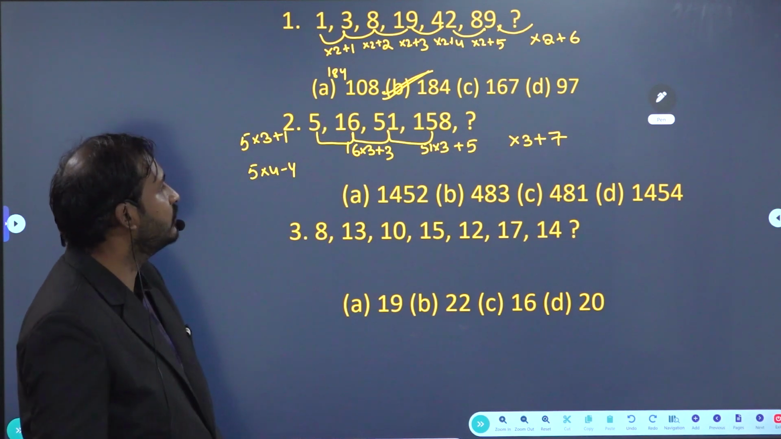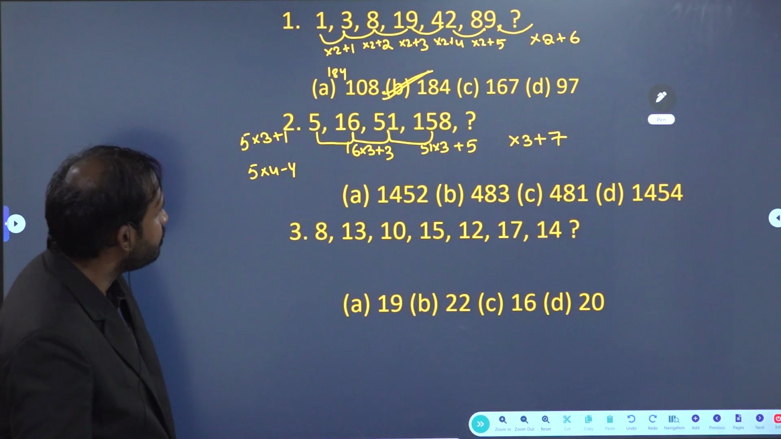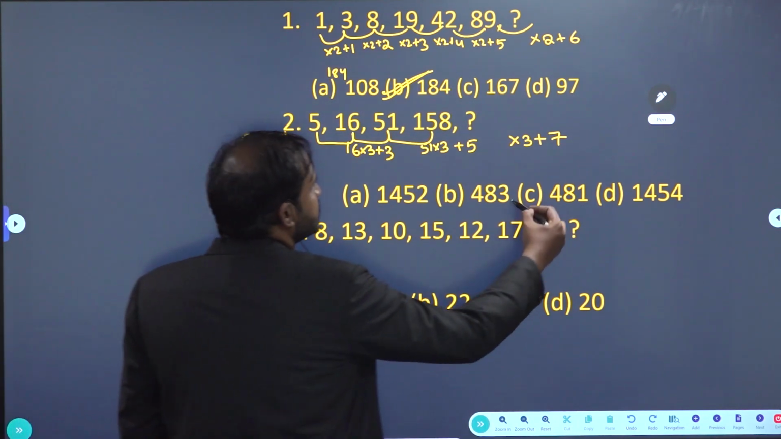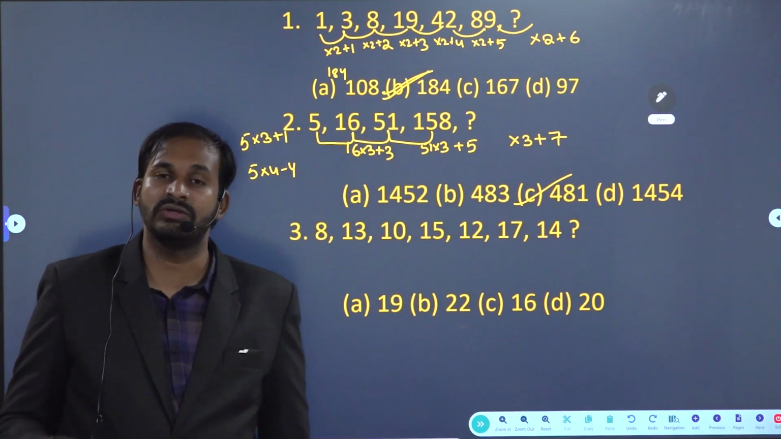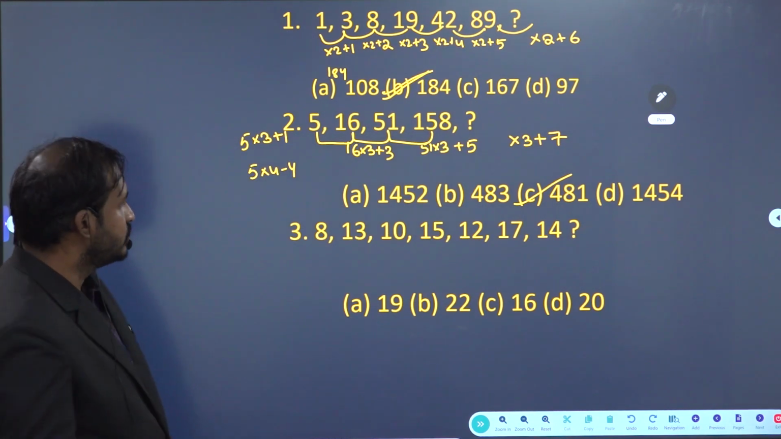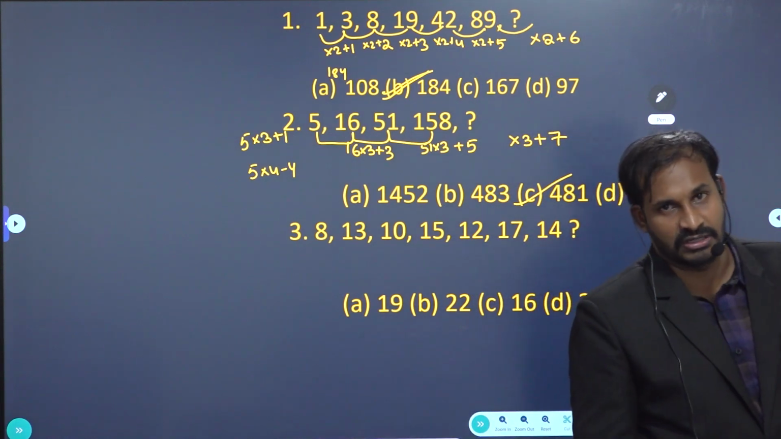So 158 into 3 plus 7, what does it become? 158 3s are 474. 474 plus 1, what does it become? 481. So our answer here will become 481. So you should think in this manner, students. Okay, understood? You should think in this manner and try to solve the problems from this series concept.